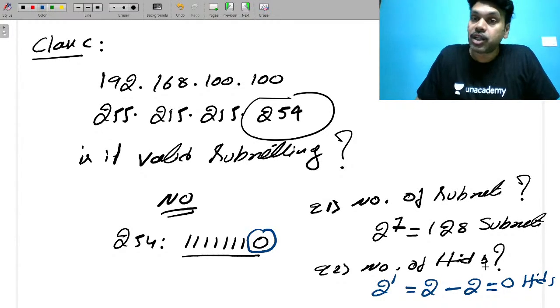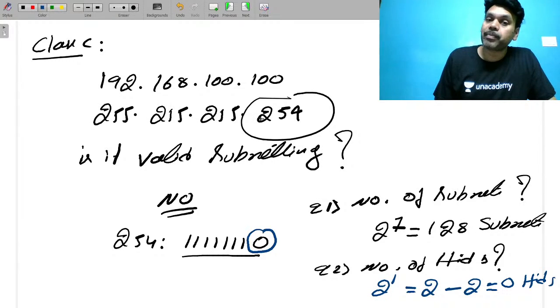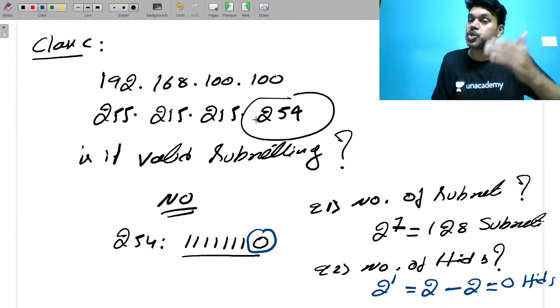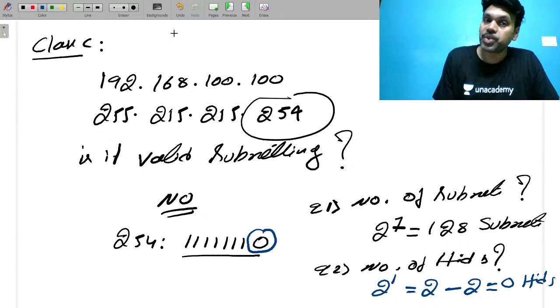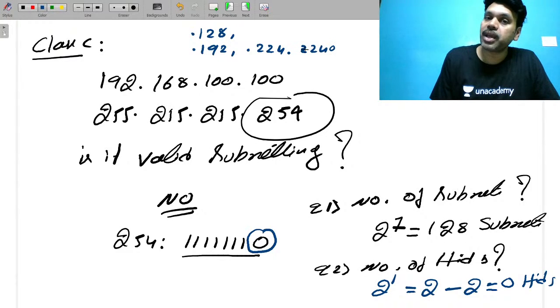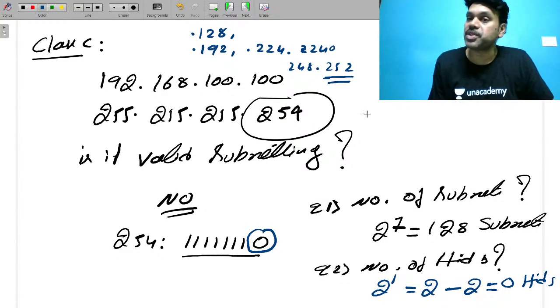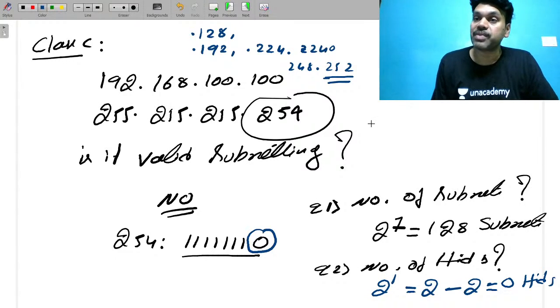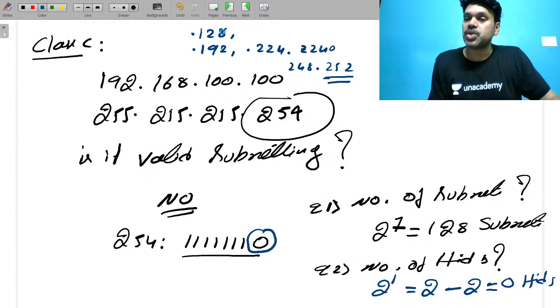That's why you cannot do subnetting after 252. So you have to stop. 128 is perfect, 192 is perfect, 224 okay, 240 is okay, 248 okay, 252 okay. Up to 6 bits you can do subnetting, but don't do 7 bits and 8 bits subnetting. This is the reason why. I hope you got it cleared.